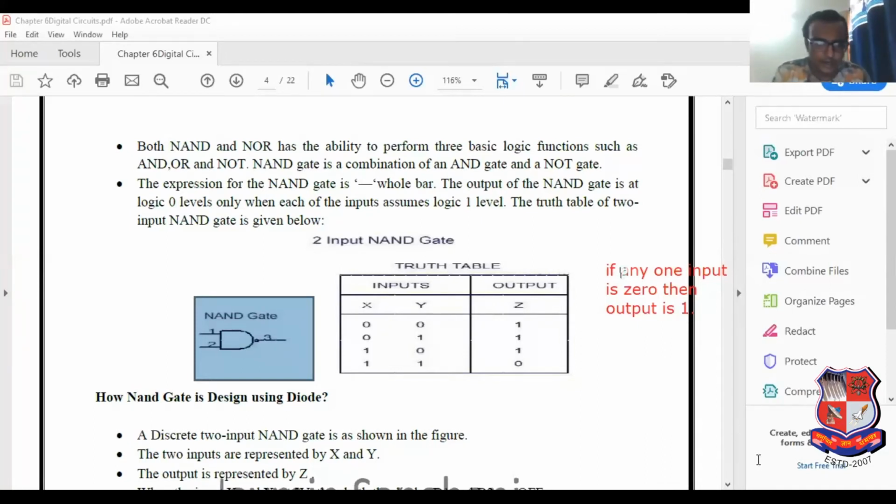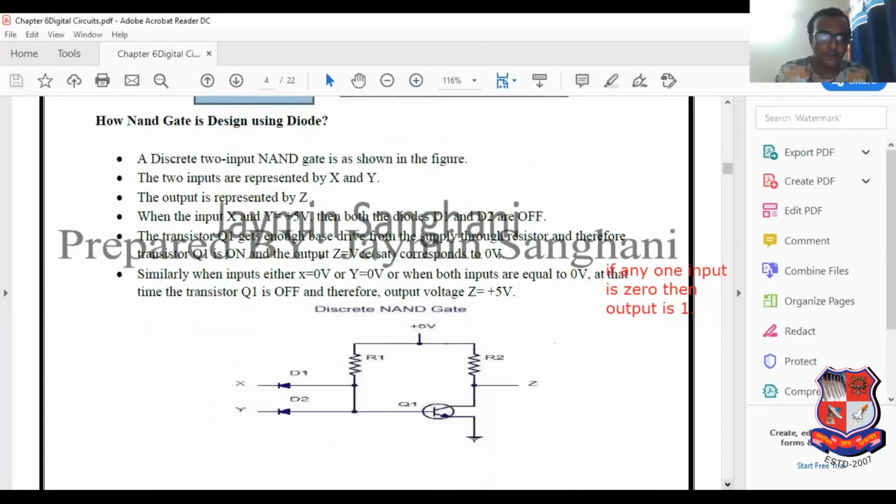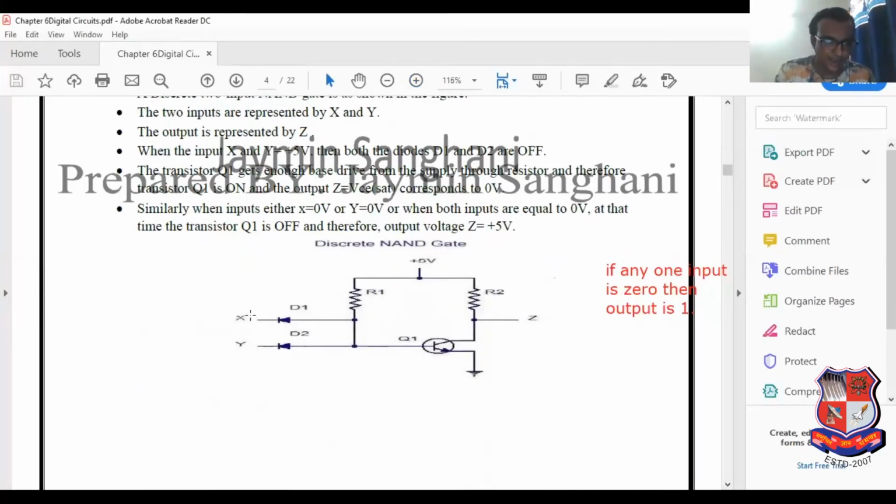Now, how is a NAND gate designed using diodes? I will explain here with the help of a diagram. See this. If I have applied here 0, 0, try to understand this: 0, here also 0. If you apply 0, 0, this is the fundamental rule: if the diode voltage is 0 on the N side, if we apply 0 volt to the N side, then the diode acts in forward bias.